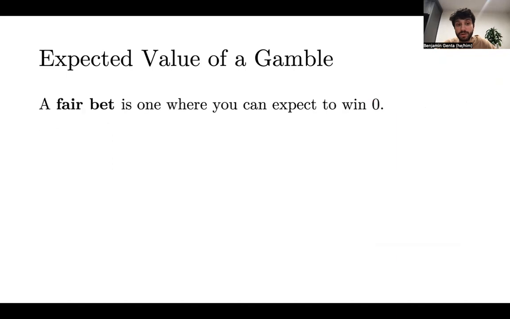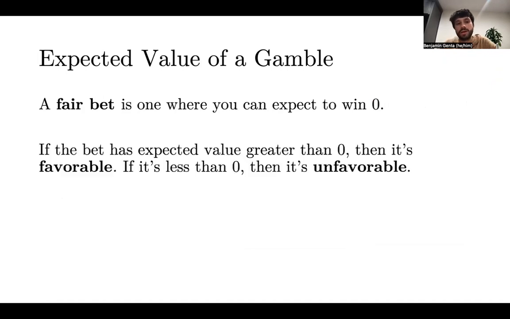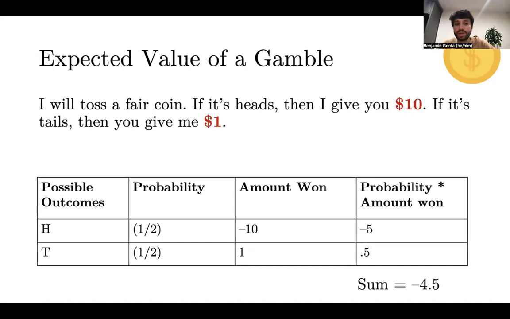So it's negative. Note that, again, this is just review, but a fair bet is one where you can expect to win $0, right? If we play the coin game and I give you $1 if it's heads and you give me $1 if it's tails, then in the long run, none of us will make money. But if the bet has an expected value greater than 0, then it's favorable for you. And if it's less than 0, then it's unfavorable. And this makes sense, right? This game, the expected value for me is negative, and you can see that it's unfavorable for me.